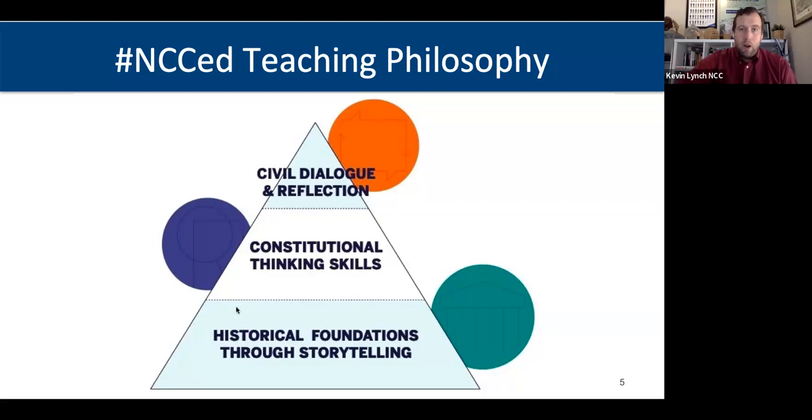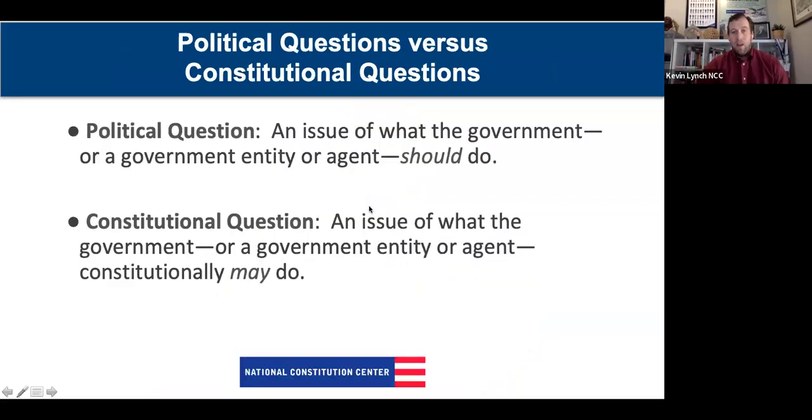And throughout each of the conversations that we have, we're encouraging people to ask constitutional questions rather than political. So here is the difference that we have. And you might have your own way of defining these. And in our case, for students, we might change simply one word.